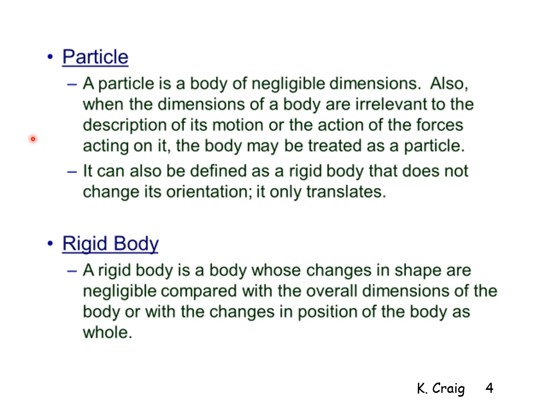We throw the terms particle and rigid body around quite often without a good understanding of what we mean by those terms. A particle, from your physics training, is a body of negligible dimensions, but it also can represent a rigid body whose dimensions are irrelevant to the description of its motion or the action of the forces acting on it. The body may be treated as a particle. It can also be defined as a rigid body that does not change its orientation, it only translates.